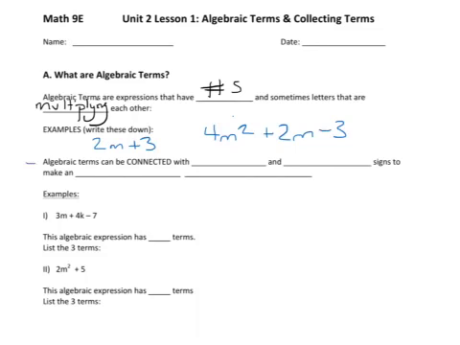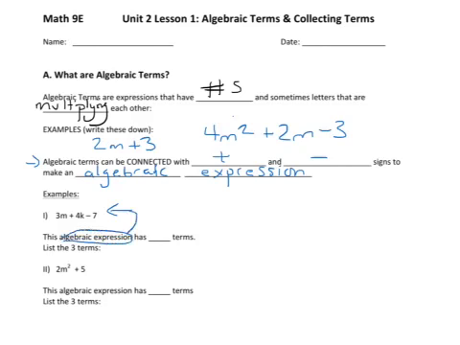So the next little point, make sure you write down, and it says algebraic terms can be connected with plus and negative signs to make an algebraic expression. Okay, the next part, let's take a look at some examples, and that's probably the best way of describing this. This whole thing is called an algebraic expression. That's what that whole thing is.